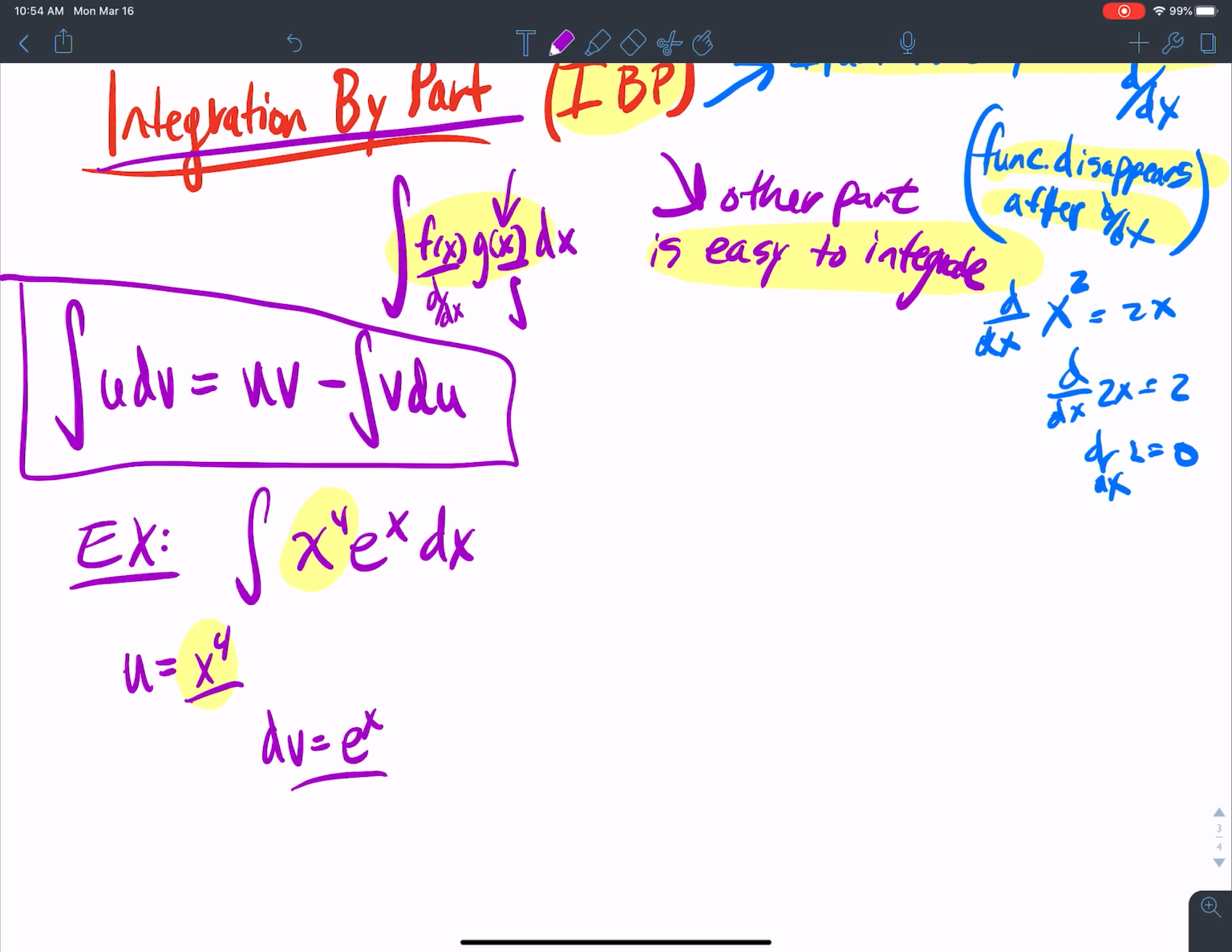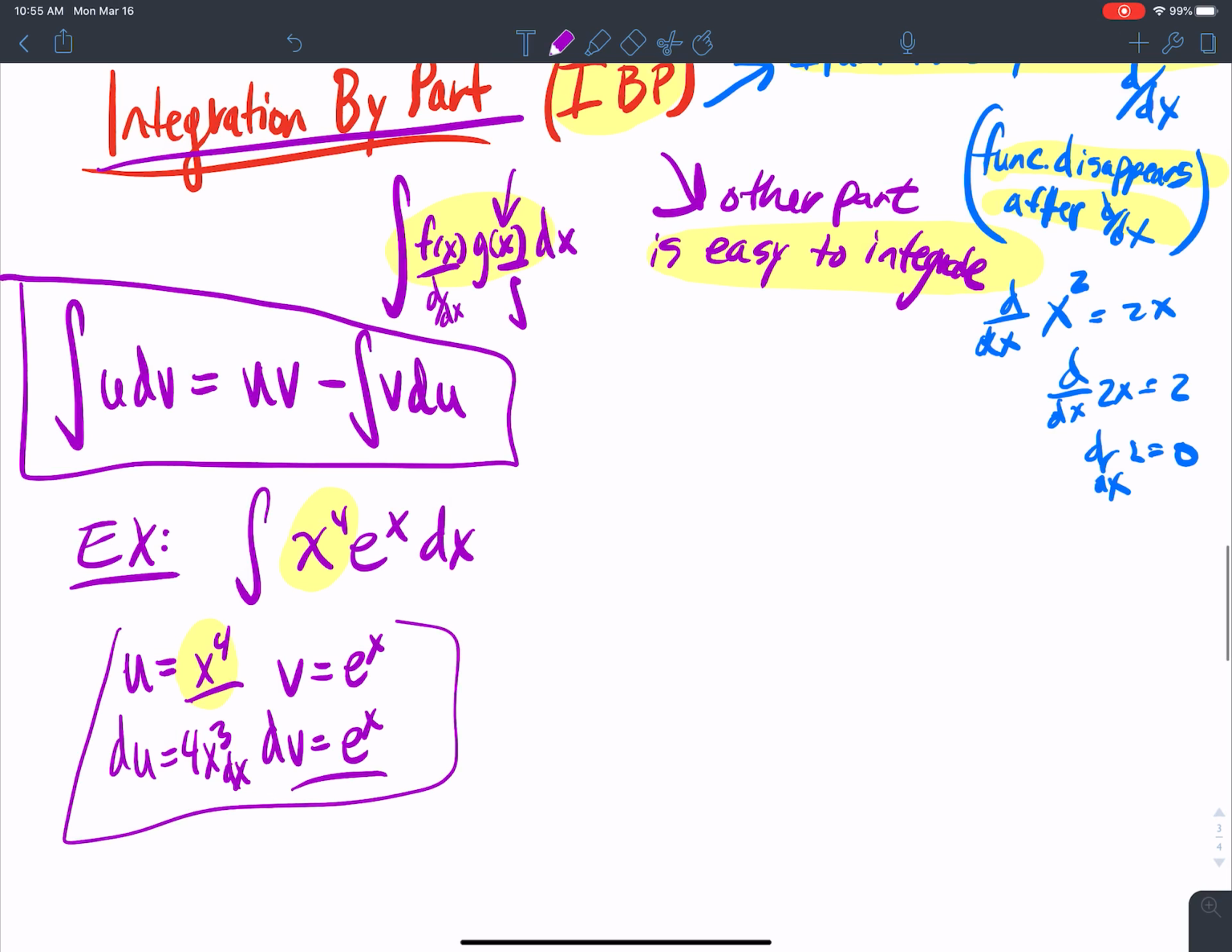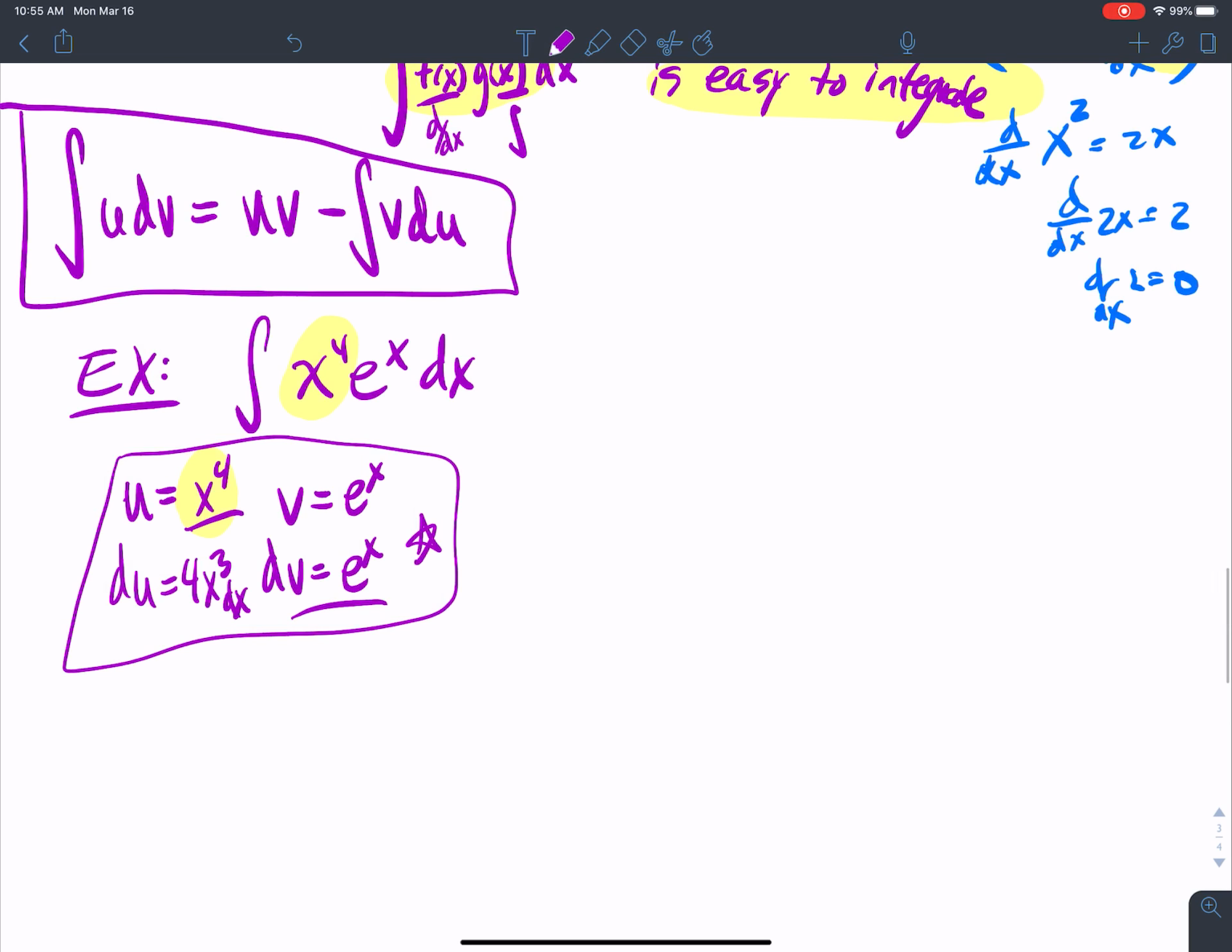The reason I picked e to the x to be my dv is because that was what was left, but also it's easy to integrate. e to the x is just e to the x. The derivative here, du, is 4x cubed dx. And you can run through this method and you'll get your answer. It's just that this method takes a while to do. So this is why it's useful to use your table.